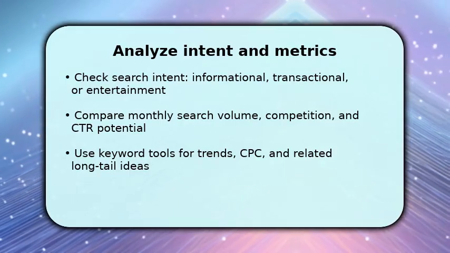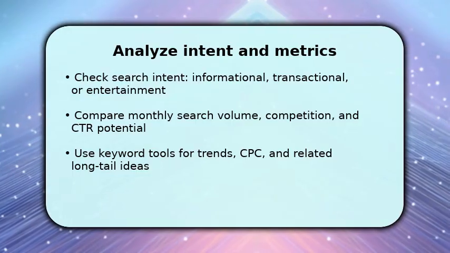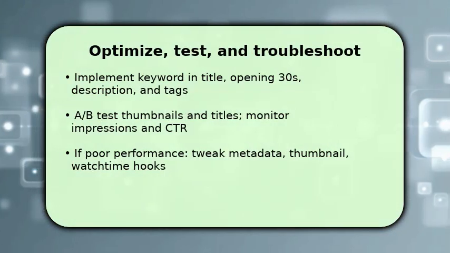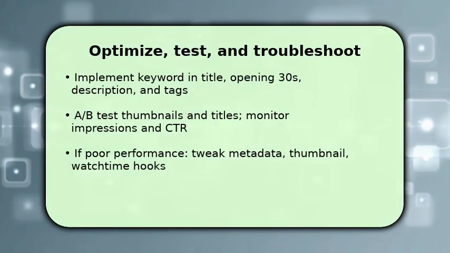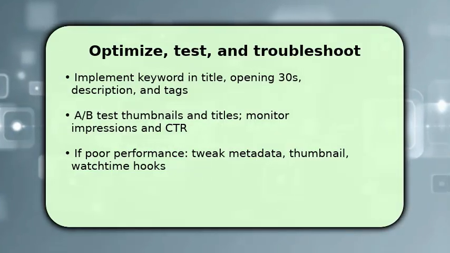As you rank ideas, group them by intent and prioritize 3-5 target keywords per video to guide title, thumbnail, and early. Finish by applying your chosen keyword into the title, the first 30 seconds of your script, the description and tags so YouTube understands context.